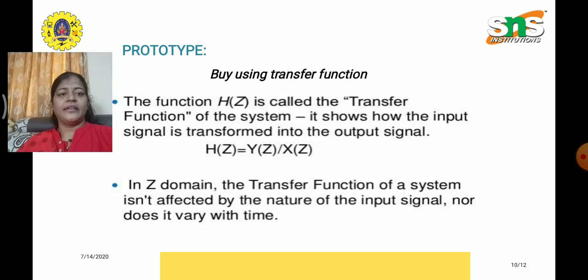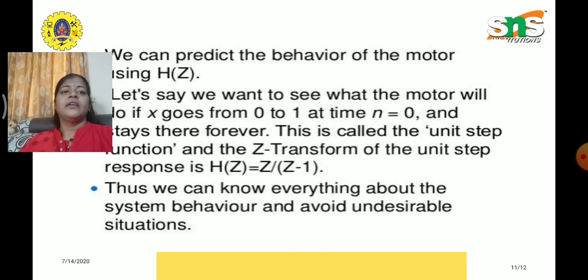In the Z domain, the transfer function of a system isn't affected by the nature of the input signal, nor does it vary with time. We can predict the behavior of the motor using H of z. Let's say we want to see what the motor will do if x goes from 0 to 1 at time n equal to 0 and stays there forever.